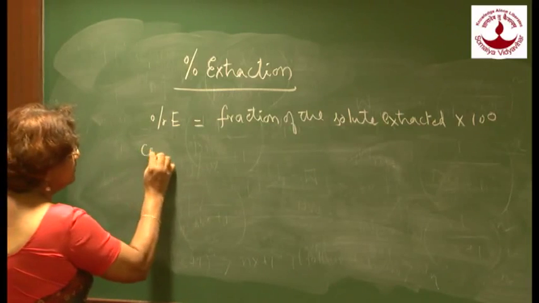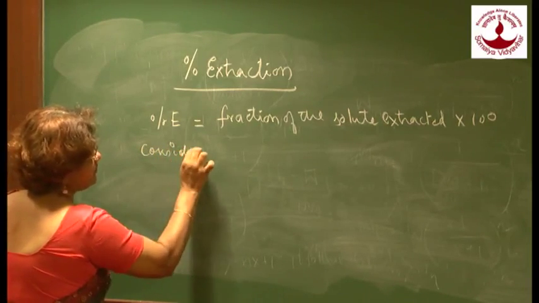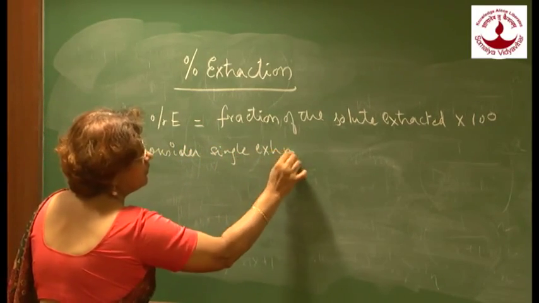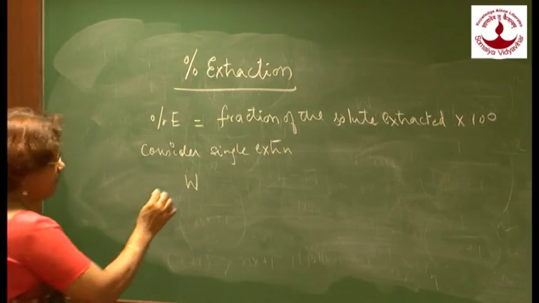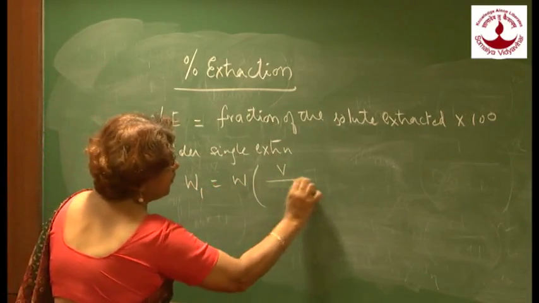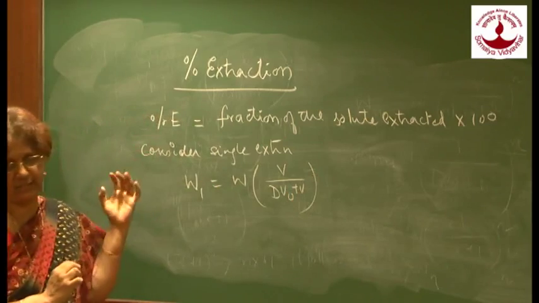Now consider single extraction system. Single extraction. What is the formula? We know W1 is equal to W V upon dVO plus V. This is for the single extraction.